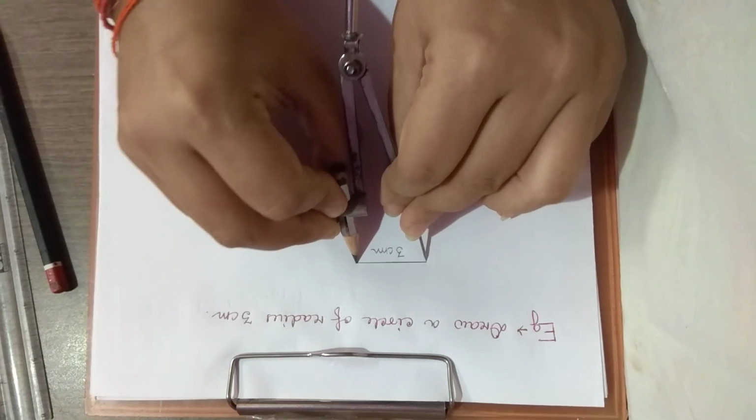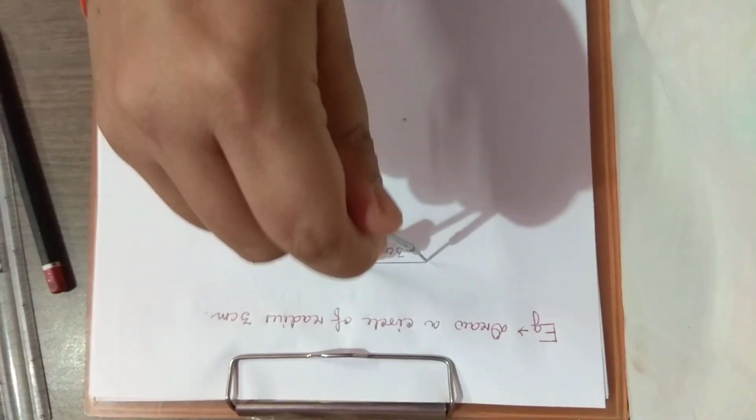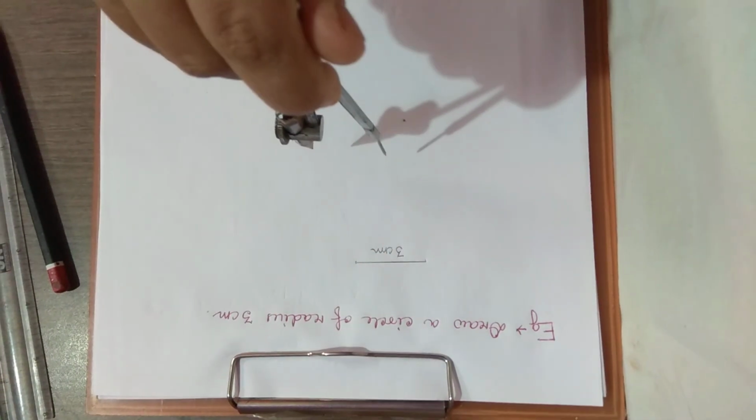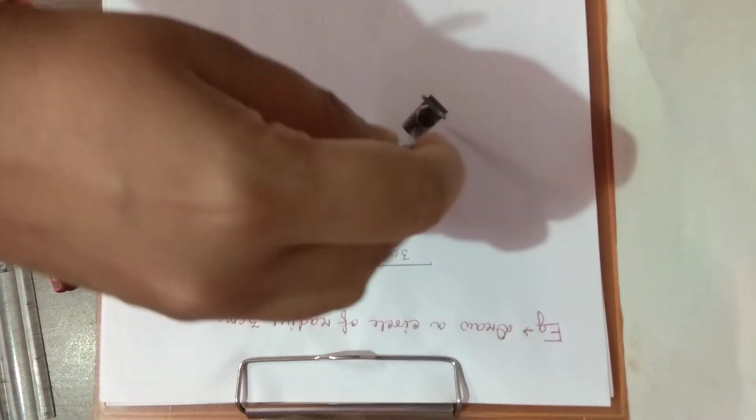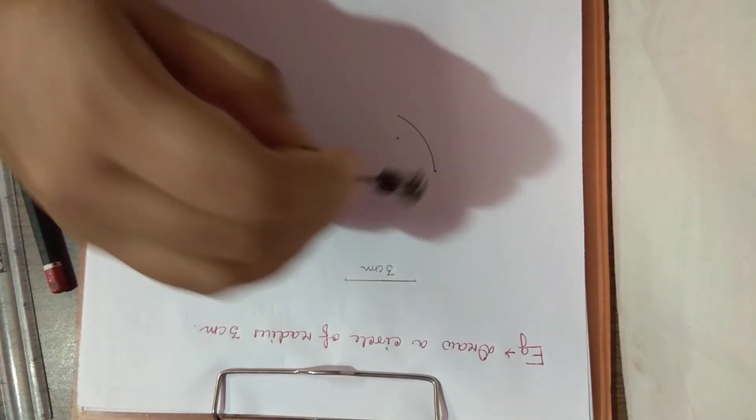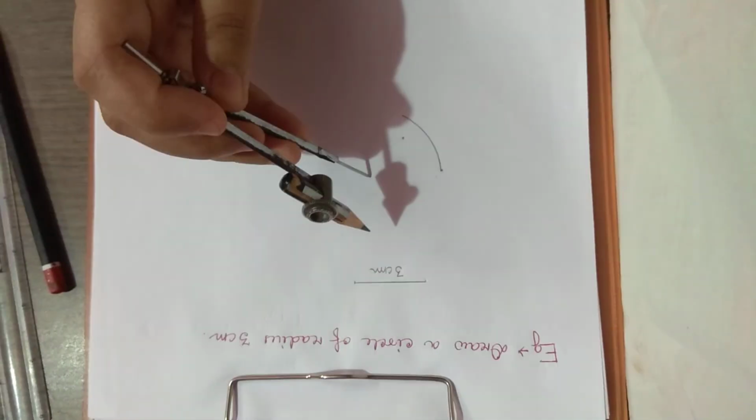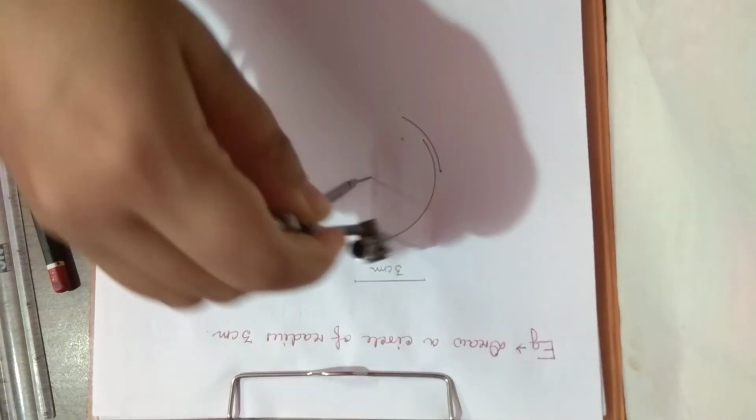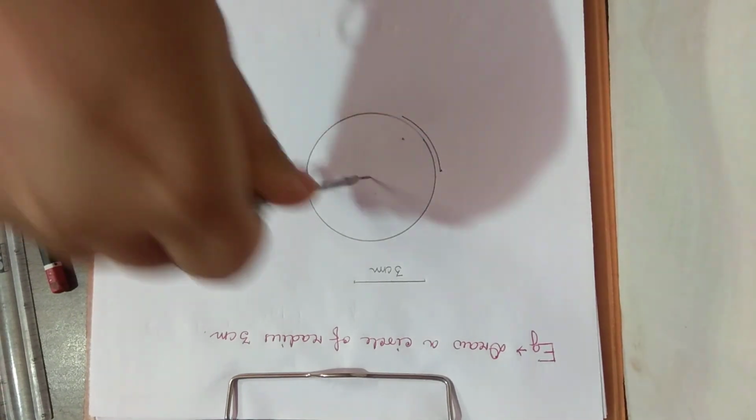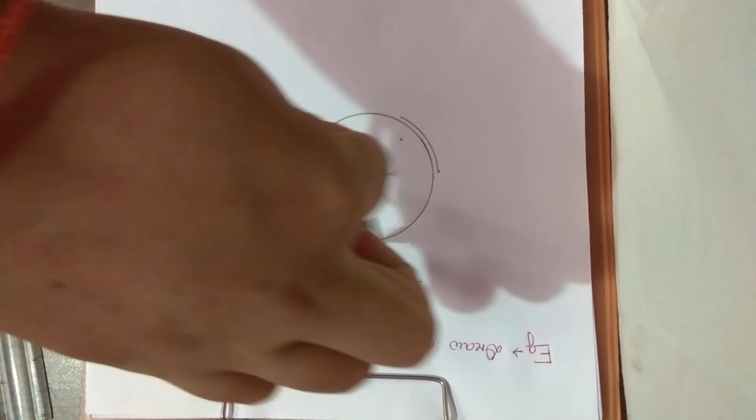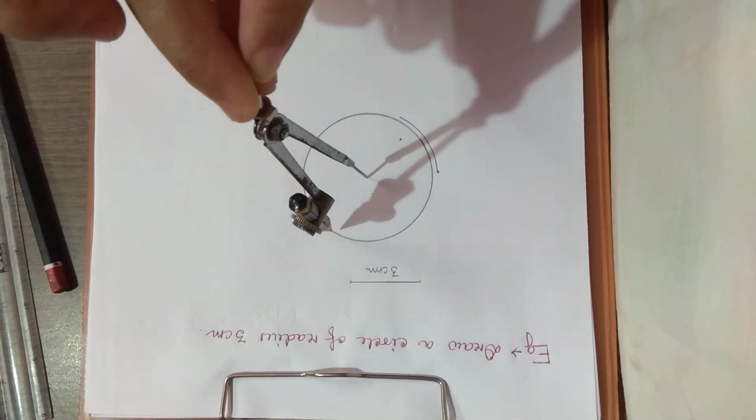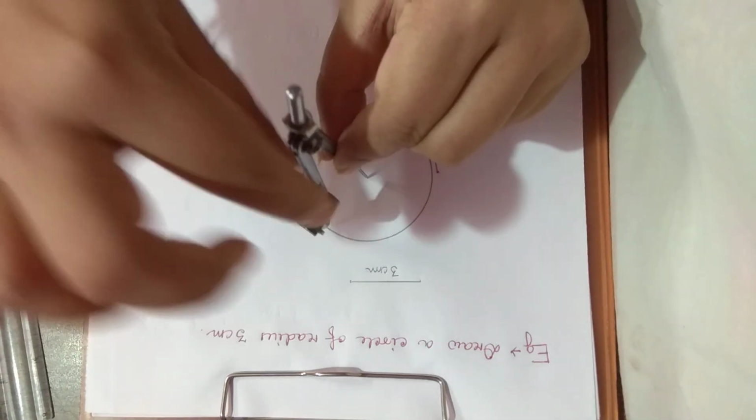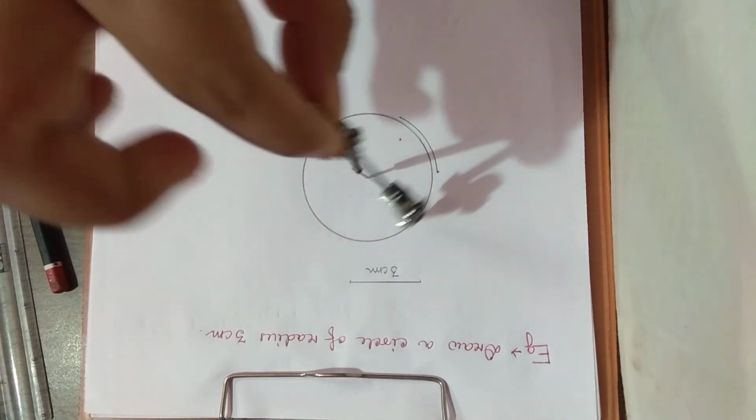Clear? Now I will take it off and place the steel end at a different point on the notebook and allow the pencil to rotate freely. Be careful while holding the compass. Always hold the compass in this position. Never hold it this way. The holding is always at its tip end.